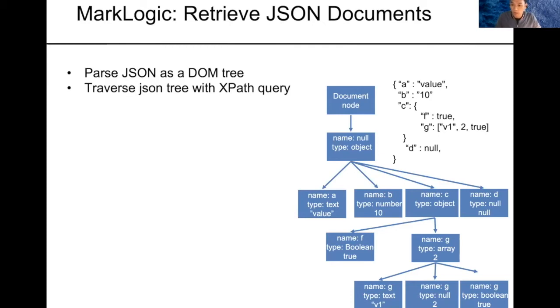After transferring it to a DOM tree, the root is a document node, and thereafter is an object node with no name, and its value includes 4 nodes named A, B, C, D. A is a text node, B is a number node, C is an object, and D is a null node.